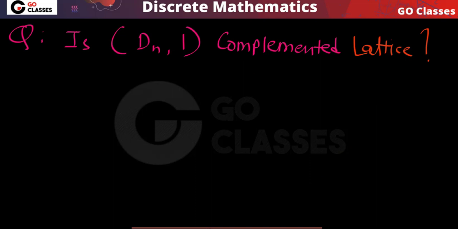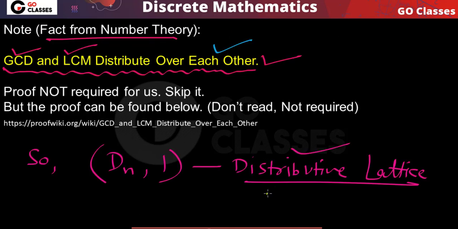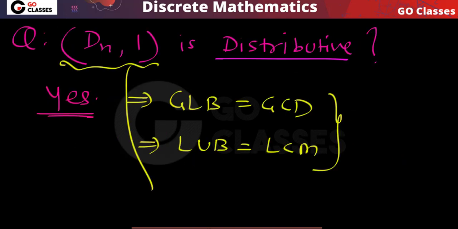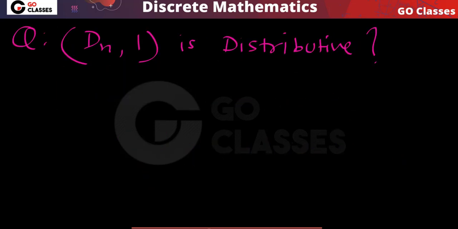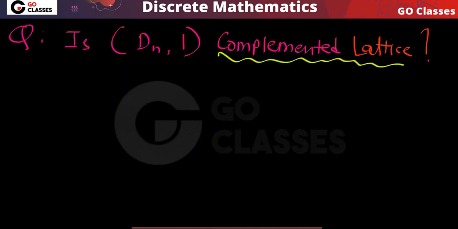Now the next question that we should ask is, can I say Dn, divisibility is a complemented lattice? Remember, this is distributive, this is bounded, this is a lattice, GLB is the GCD, LUB is the LCM, all these things we have seen. So this is a distributive lattice, there is no problem. This is a bounded lattice. But now the question is, is this a complemented lattice? Let's take some examples. With examples, this concept will be clear.